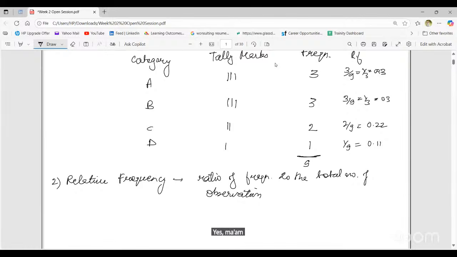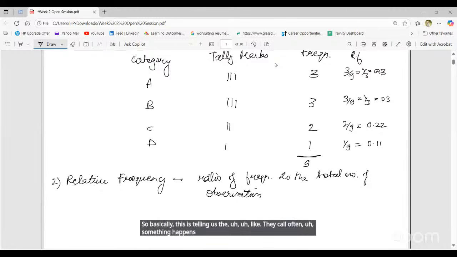So this is my relative frequency. Did you get to know how to calculate the relative frequency? Okay. So basically, this is telling us how often something happens compared to the total number of times. It tells us the whole.